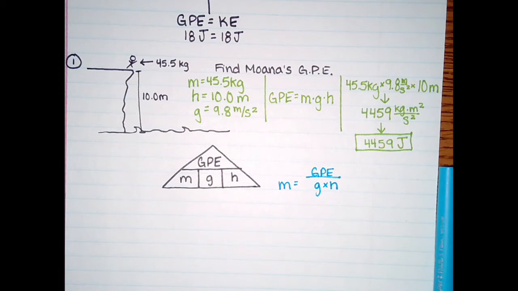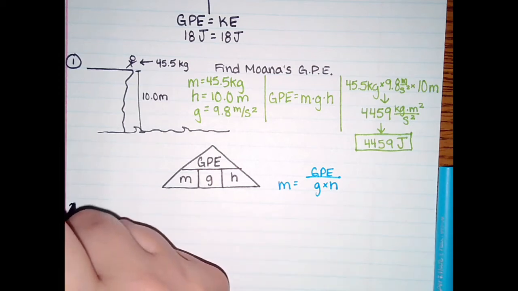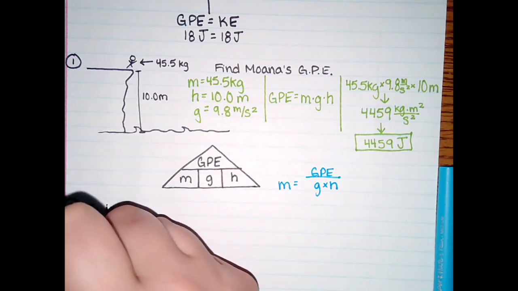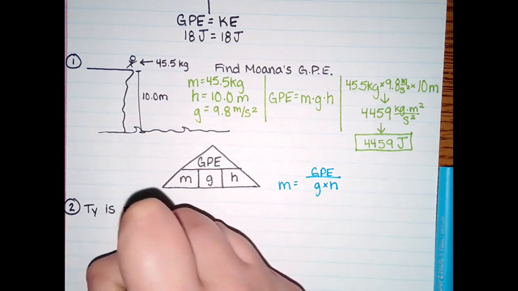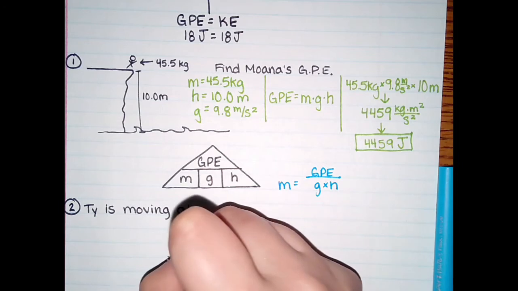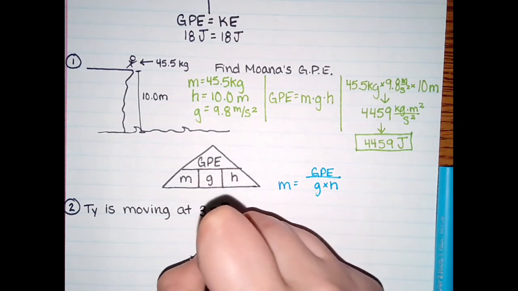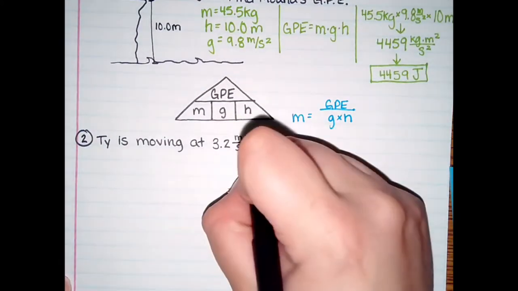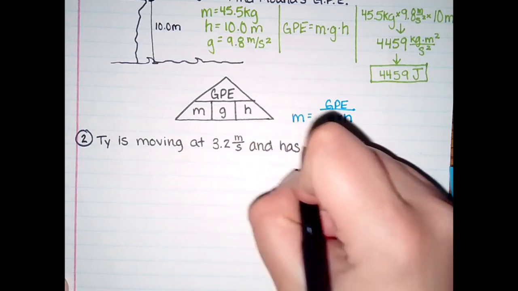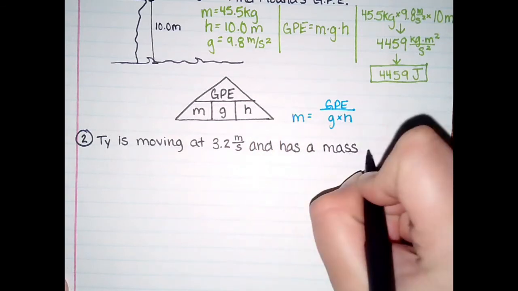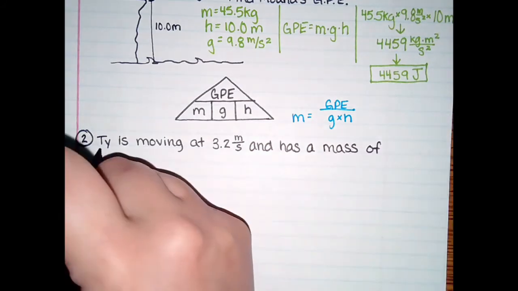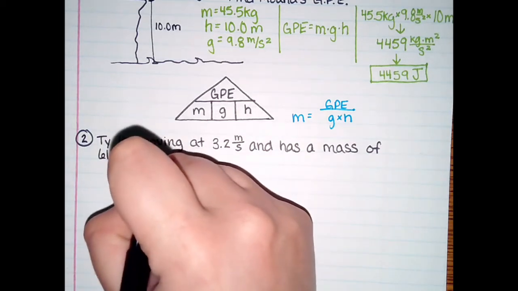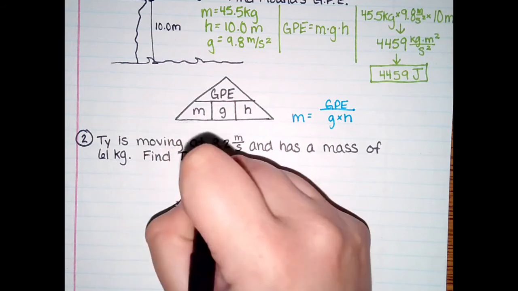All right, problem 2. Tie is moving at 3.2 meters per second and has a mass of 61 kilograms. Find Tie's kinetic energy.